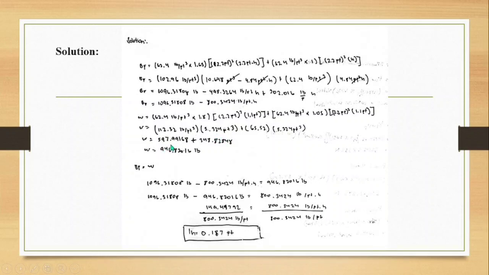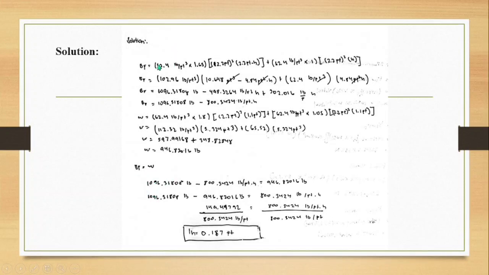Next, we multiply 112.32 by 5.324, so we got 597.99168. Same with 65.52 times 5.324, so we got 348.82848. Then we add these, so our W is equal to 946.82106 lb. So BF equals W, and what we do here is find our answer.